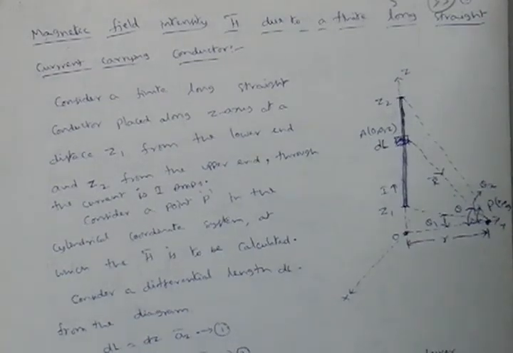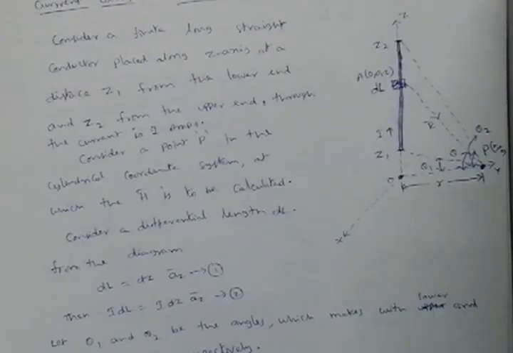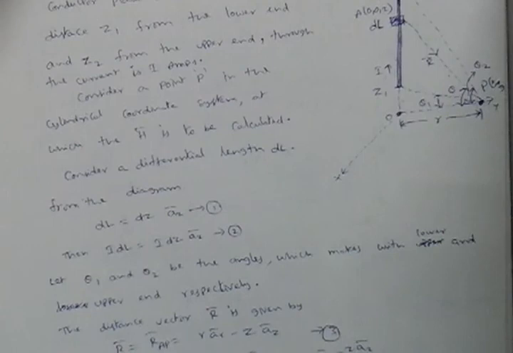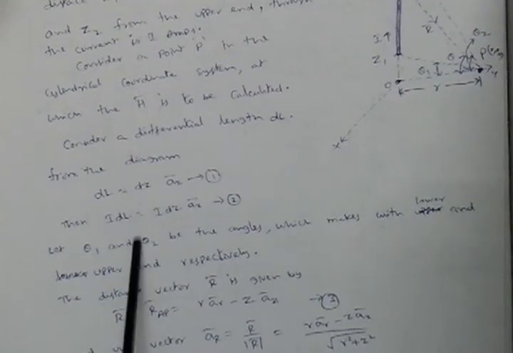Everything is exactly the same as per the previous one. There is no change at all, including this r vector also. Only one thing, the limits will change. In the previous case, it was minus infinity to plus infinity. In this case, it is theta 1 to theta 2. Everything else is the same.